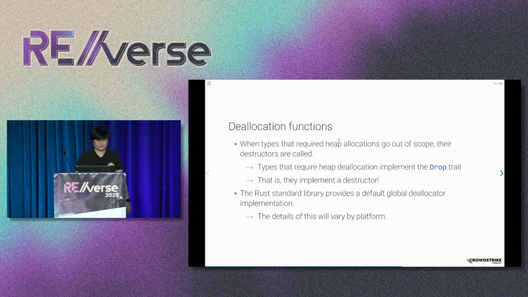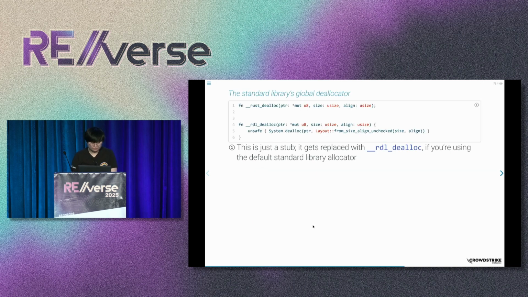Similarly for deallocations. You'll recall we talked all the way back at the beginning about our Drop trait, right? That's how Rust implements destructors. So when a type goes out of scope or when its lifetime ends, the destructor of that type is called, and often that requires doing some deallocation. And of course, the Rust standard library provides a default global deallocator as well, which also varies by platform.